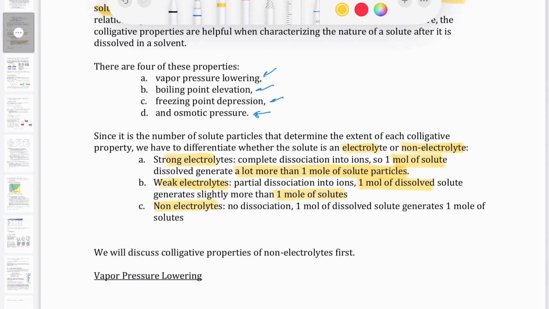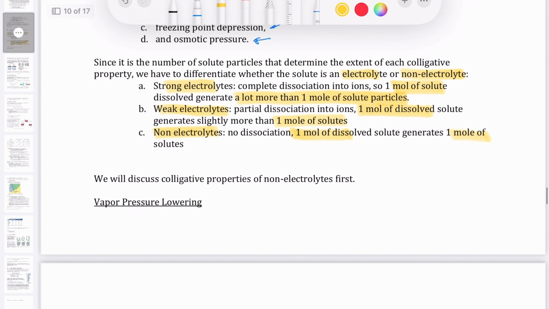For the non-electrolyte, when you dissolve 1 mole, you're also going to generate 1 mole of solute particles in solution. So there has to be a little bit of differentiation between the electrolytes and the non-electrolytes. We're going to talk a lot more about this at the end of this chapter, about how we quantify the number of ions produced by an electrolyte. But right now we're going to focus primarily on the colligative properties of non-electrolytes.